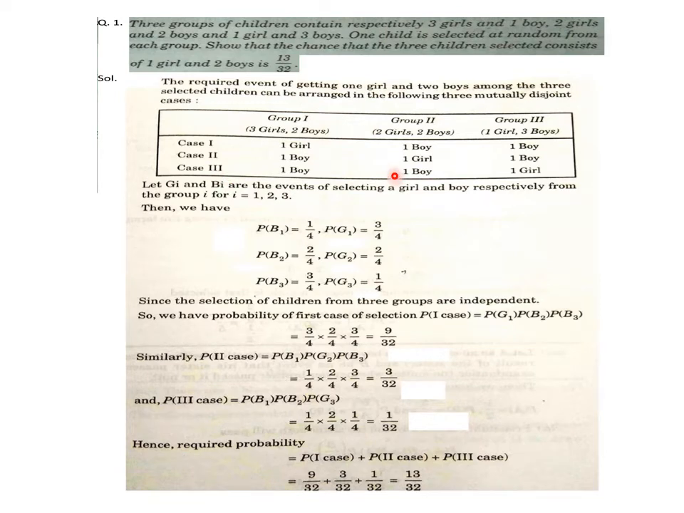Similarly, P(second case): in the second case we have B1, G2 and B3. So it's PB1 into PG2 into PB3, using the multiplication theorem with independent events. And similarly the probability of the third case is also obtained. Then, as I was discussing, P(first case) plus P(second case) plus P(third case) using the addition theorem, that is 9 by 32 plus 3 by 32 plus 1 by 32, is nothing but 13 by 32.